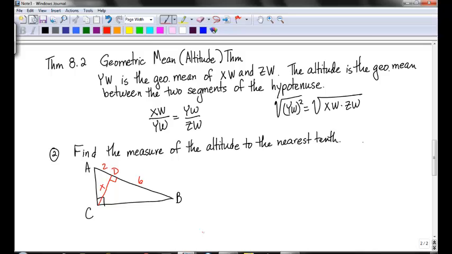Basically, the altitude is the geometric mean between the two parts of the hypotenuse. So it's just like we did at the beginning. Take the product of those two numbers and take the square root. It's that simple. So what's the square root of 12 to the nearest tenth? What would it be if you rounded it to the nearest tenth?